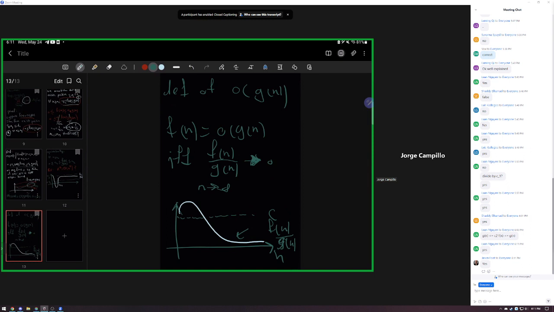So is it like a lower bound? Yes, the definition of this one means that after a while, although this is going to be small, it's going to be less than c, but eventually as n becomes bigger and bigger, it's going to go to 0.